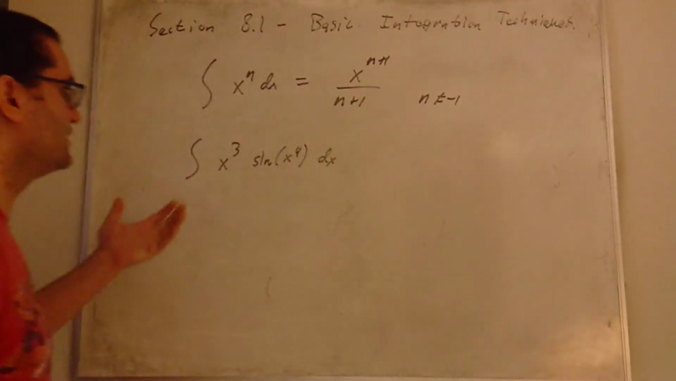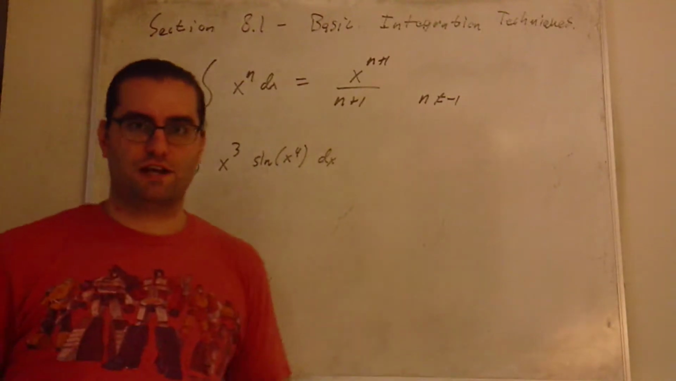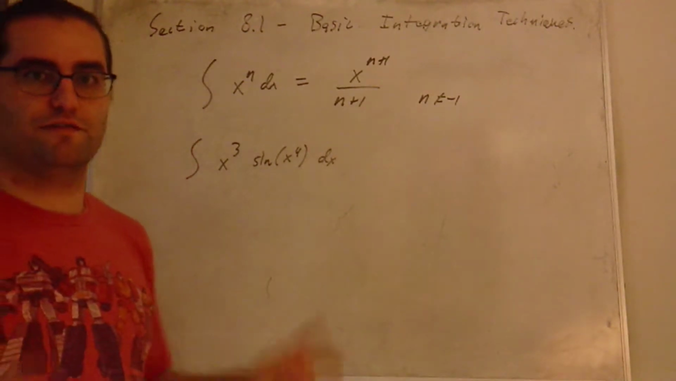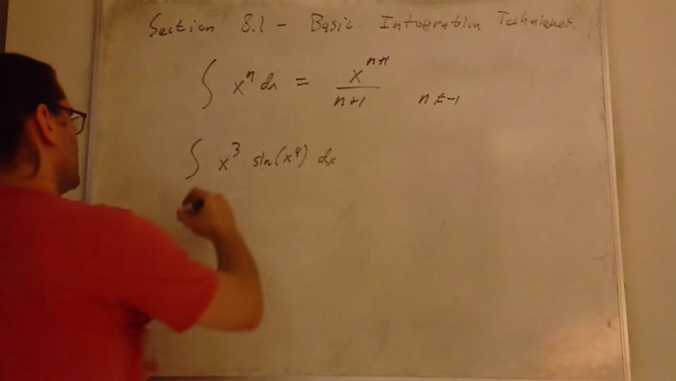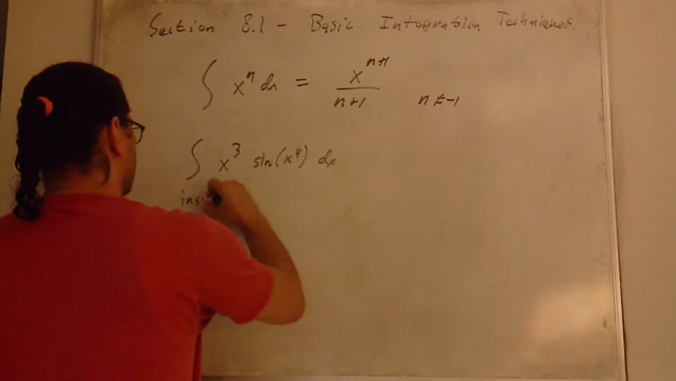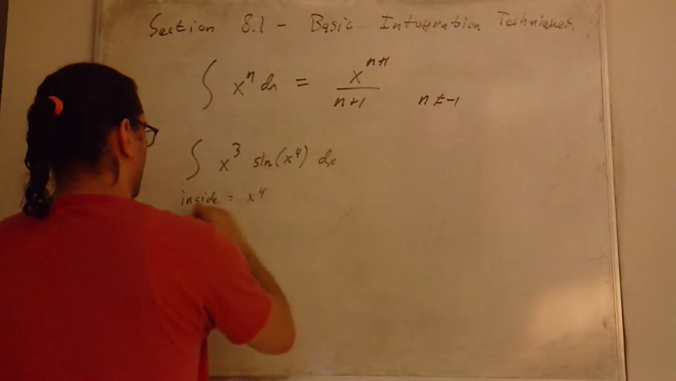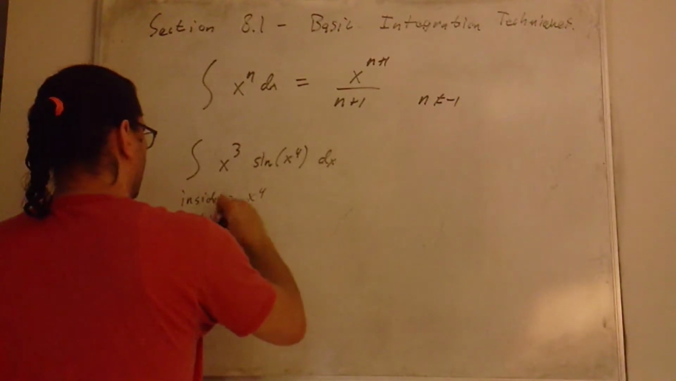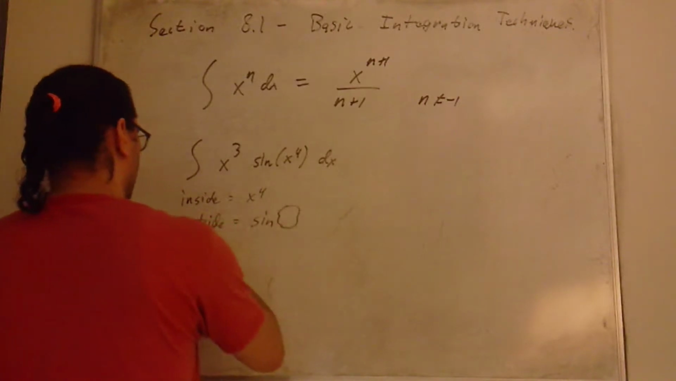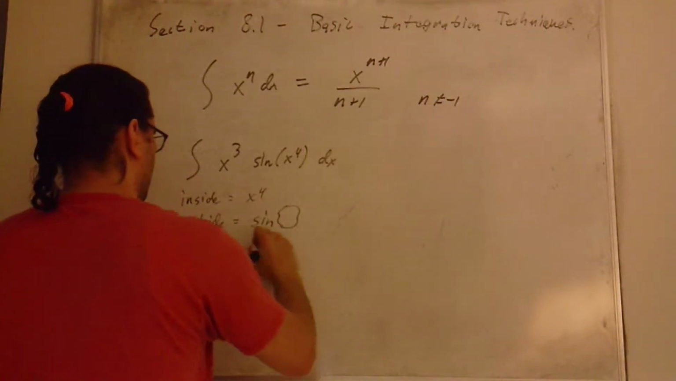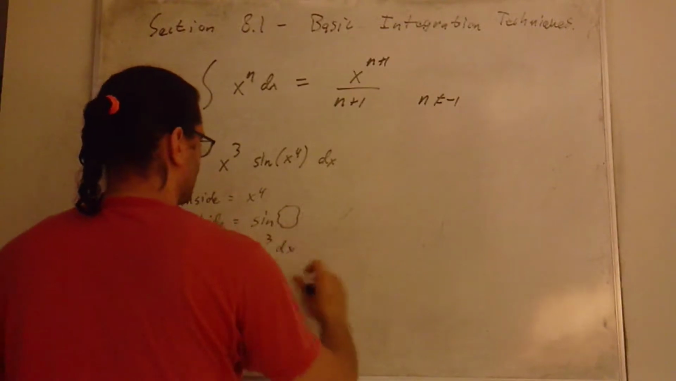This is an inside-outside other problem, or the official name for these is integration by substitution. I call them inside-outside other problems. The inside is x to the 4th. The outside is the sine of something. The other is x cubed dx.